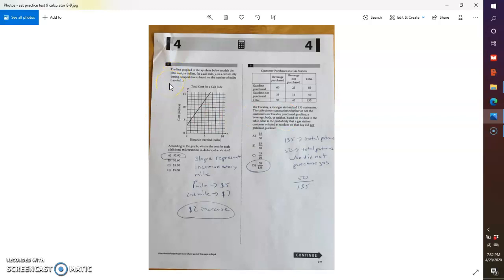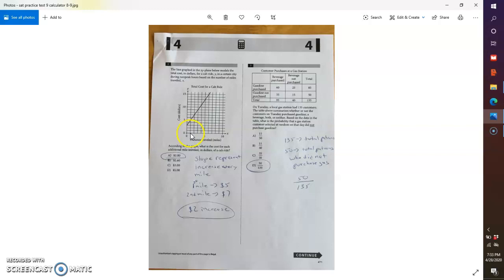Here we have another equation of a line, which is all over the SAT, and we need to understand starting point and slope whenever we deal with the equation of a line. My starting point here is $3, but that's not what they're looking for. They're looking for what it costs for each additional mile. And I need to recognize each line is worth 1 mile. And I know that 1, 2, 3, 4, 5.